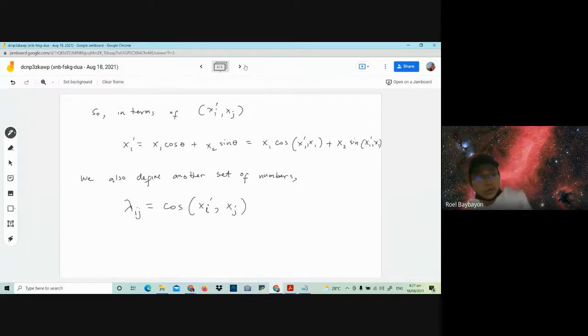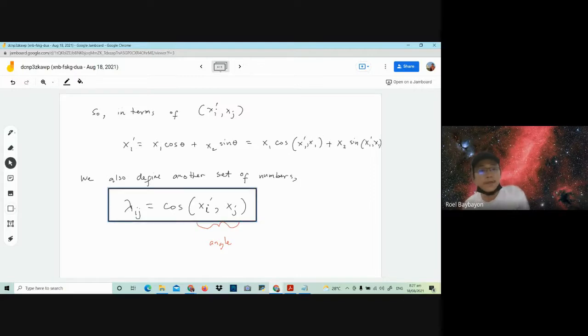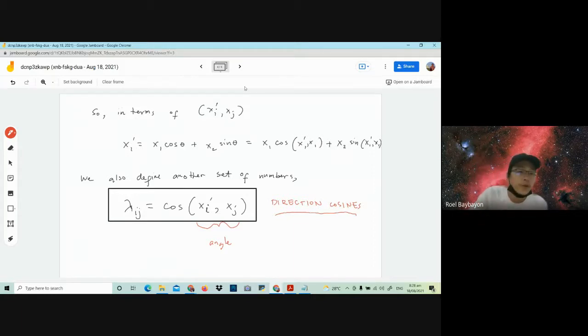Take note, this one is your angle. And this, I will box. This is called the direction cosines. We call this one the lambda ij. The lambda ij is called the direction cosine.